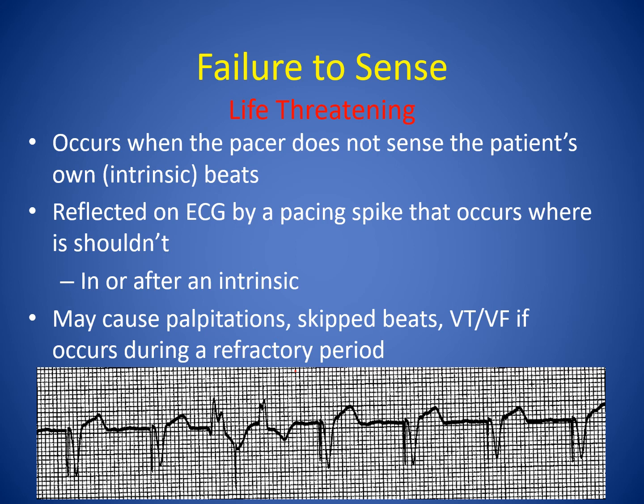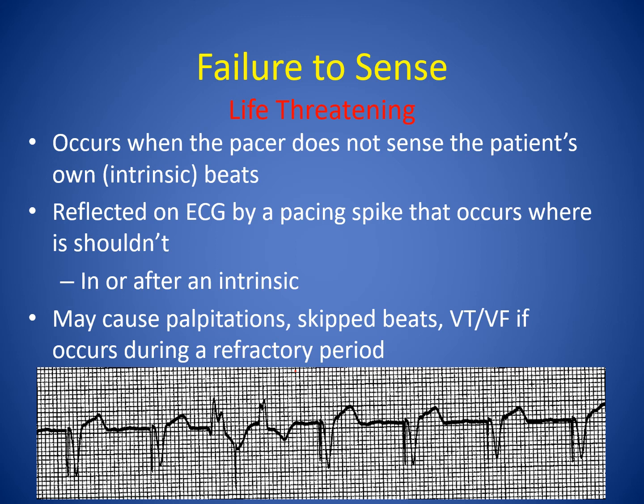Failure to sense is also life-threatening. It occurs when the pacer does not sense the patient's own, or intrinsic, beat. What you can see on the strip down below is that the pacing spike is occurring where it shouldn't. So it's too close behind the patient's own intrinsic beat.